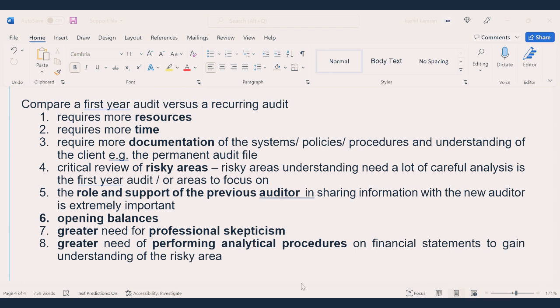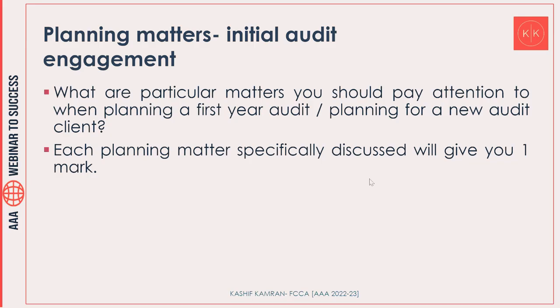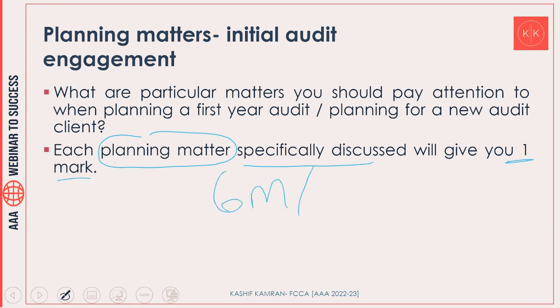But are you all clear with what is to be done in the first question? So how many marks will you get for every matter? On your screen, each planning matter specifically discussed will give you 1 mark. So you have 6 marks divided by 1. So how many planning matters you need to write? 6 matters.